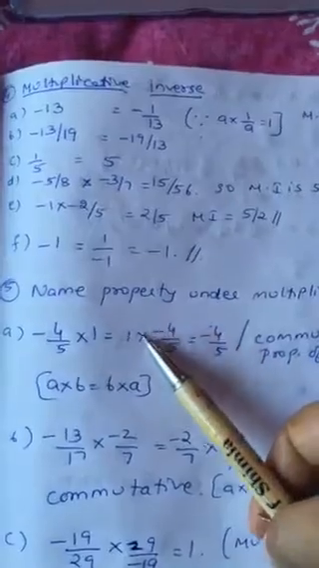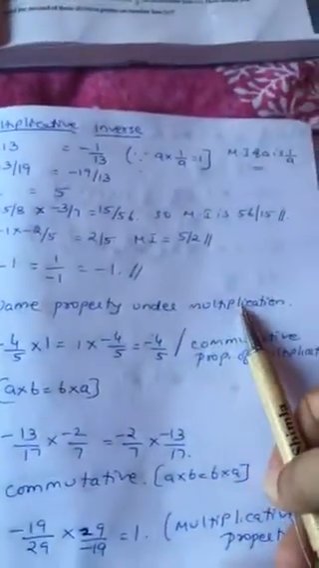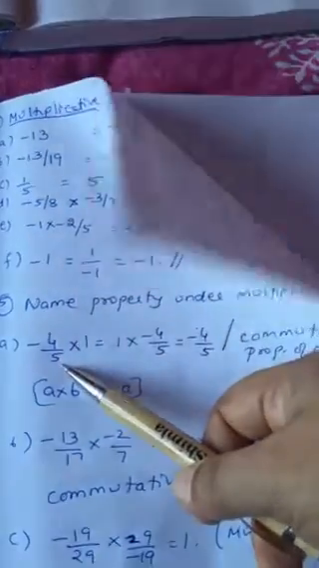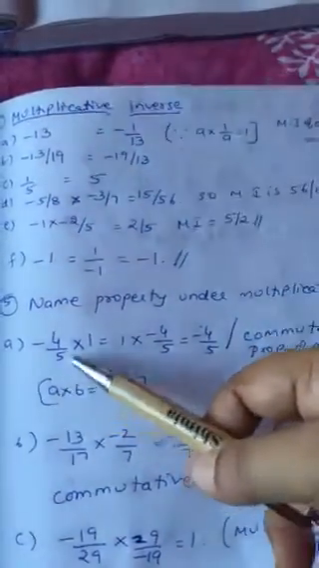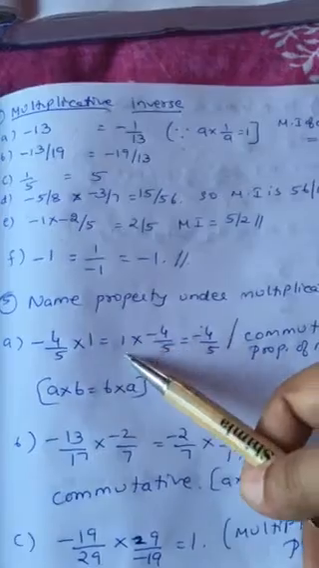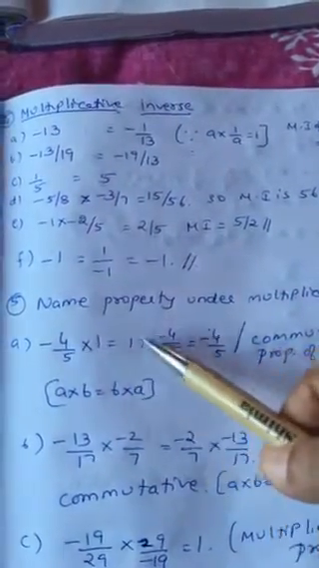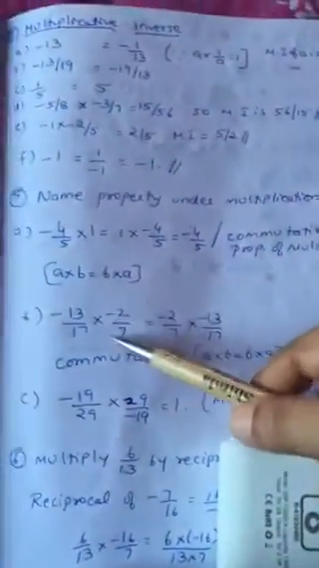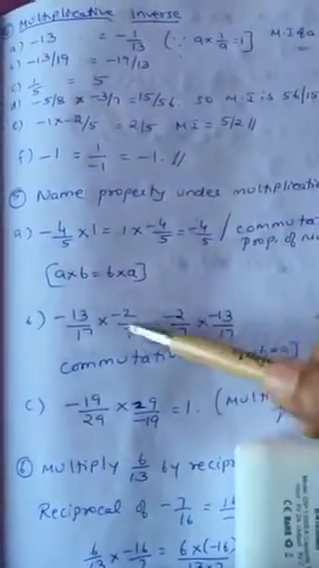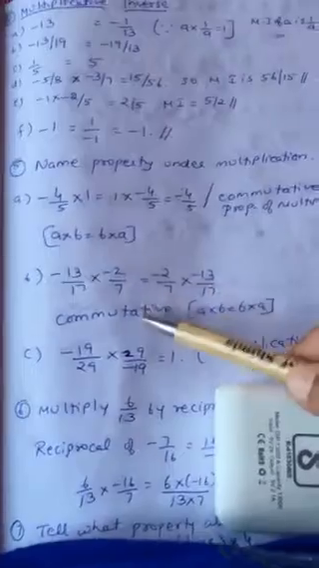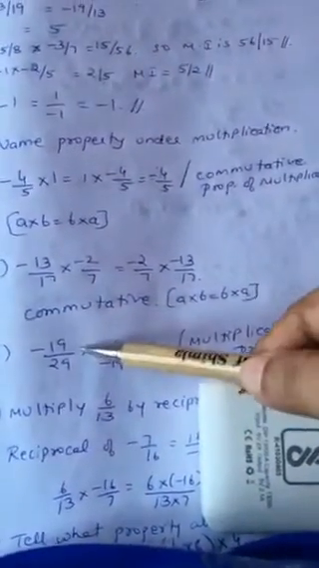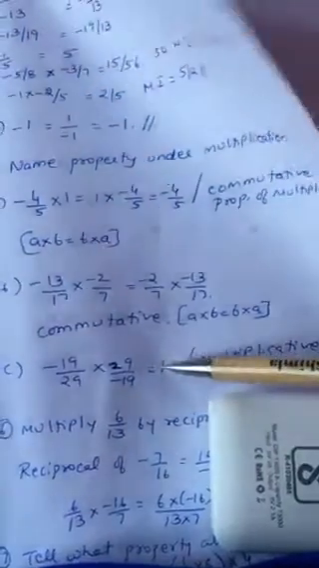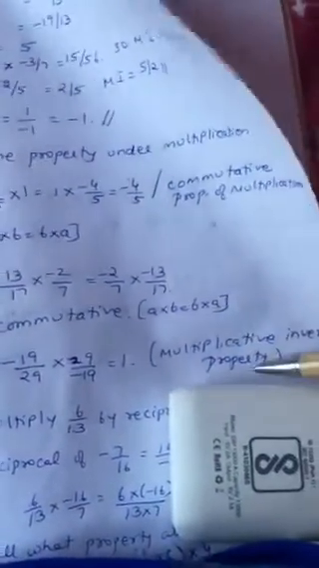Now the next question is, name the property under multiplication. What property is used here? Let us consider minus 4 by 5 as A and 1 as B. Here this is B and A. So A into B is equal to B into A, which we know is the commutative property. In the second question also, similarly, A and B becomes B and A, B into A. So it's also commutative. Now here minus 19 by 29 is multiplied by the reciprocal and becomes 1. So it's the multiplicative inverse property.